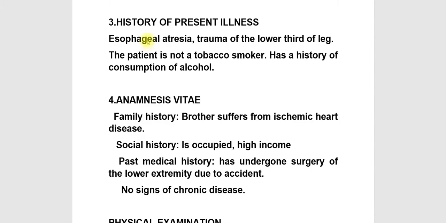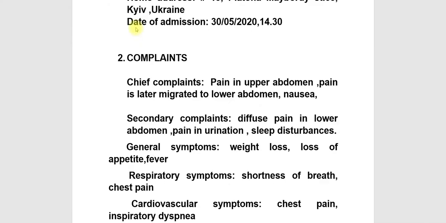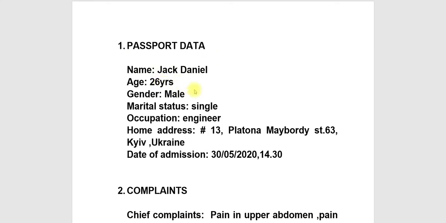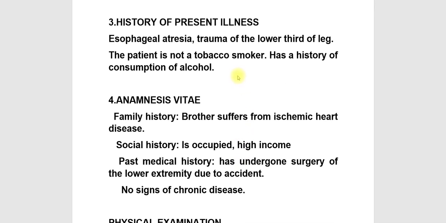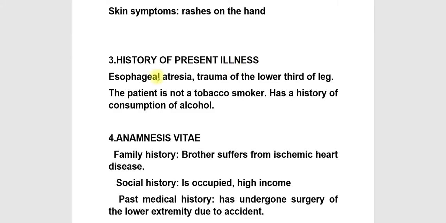Why do you think that he has esophageal atresia? How can a person who is 26 years old have esophageal atresia? How did he live for those 26 years? How did he eat actually? Or maybe he had a gastrostomy from child age. You don't mention that. This doesn't have trauma of lower third of leg, doesn't have any relation to his present disease. The patient is not a tobacco smoker. Okay, that's very good for him, but it doesn't have any relation to present illness. History of alcohol consumption also doesn't have any single relation to his present illness. So all this is wrong.